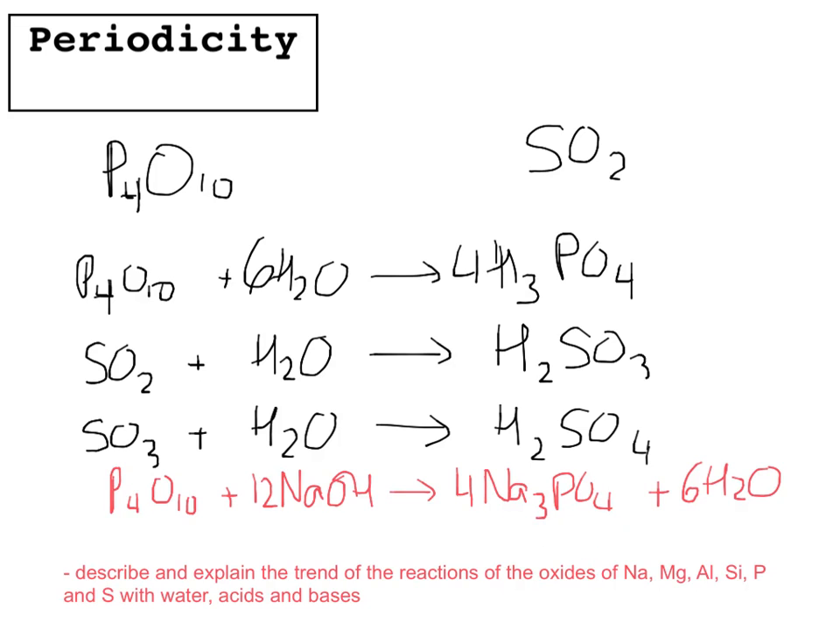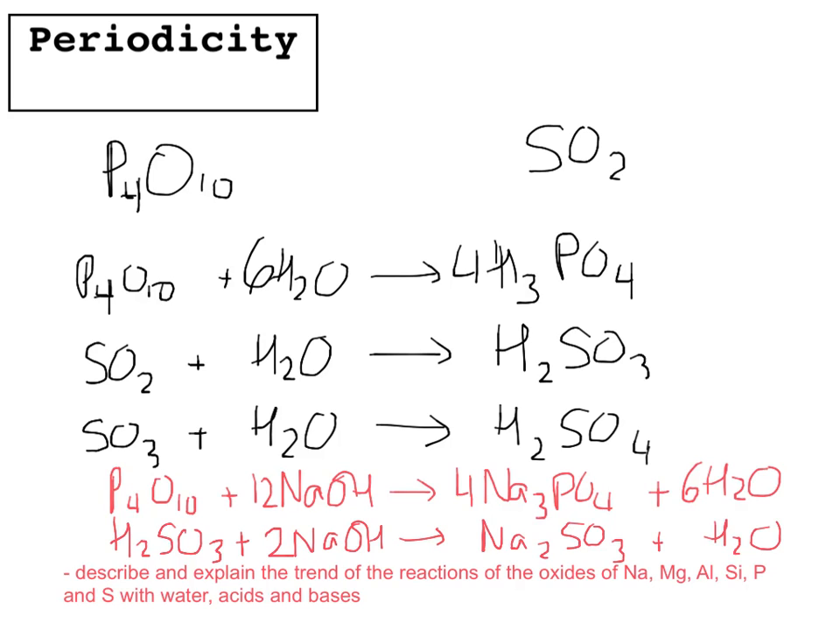And then if we do the other one, so if we do H2SO3, sulfurous acid, plus sodium hydroxide again, we'll make Na2SO3 and water. We need 2 sodium hydroxides.